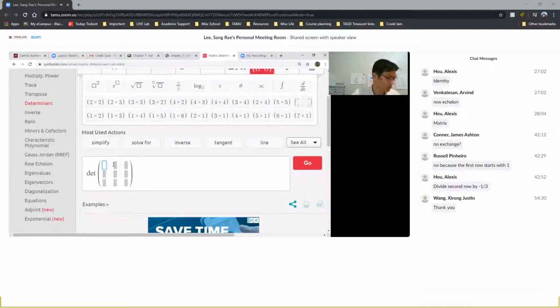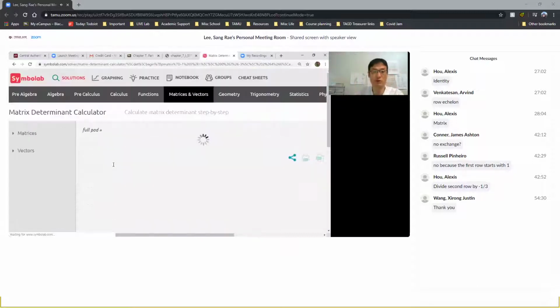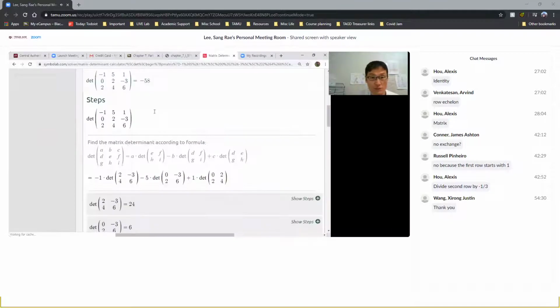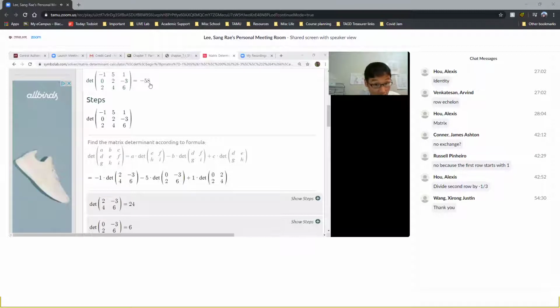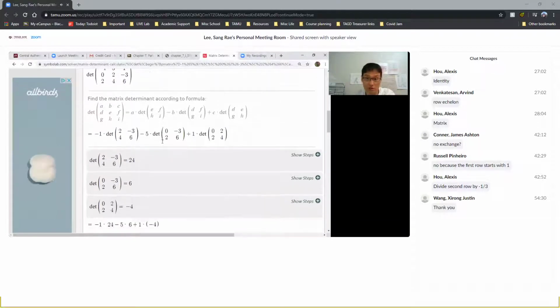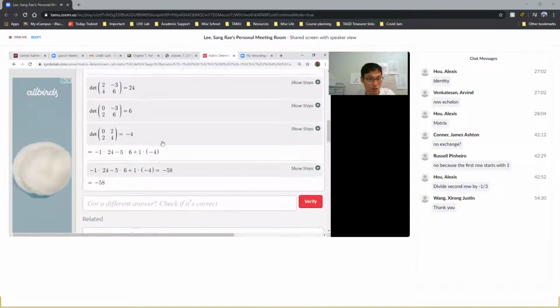Let me use the last matrix. Our last matrix was -1, 5, 1, 0, 2, -3, 2, 4, 6. Once you click enter, you will see the result. In the very top row, you see the determinant of your matrix is -58. You can also check details. This expression is using the first row, A, B, C, with alternating sign, and you can check all the details. This is a very good place to check your calculation.